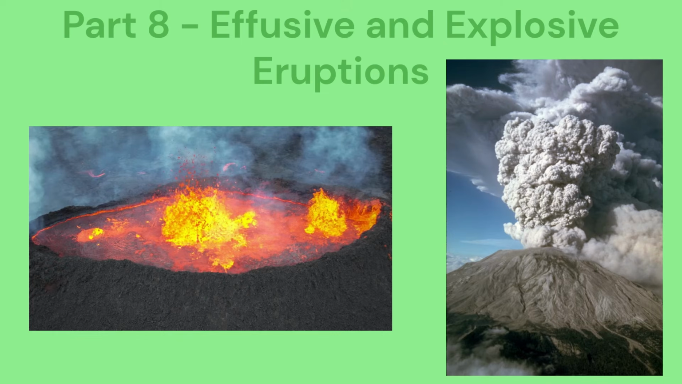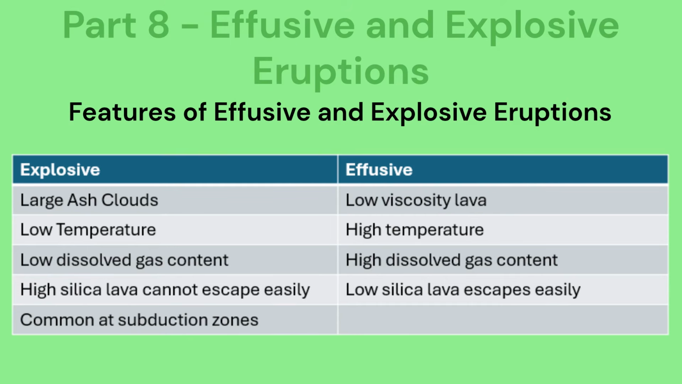The last part of this video will cover the features of effusive and explosive volcanic eruptions. The table below shows the features of effusive and explosive eruptions. In short, explosive eruptions produce huge amounts of material, which has a major impact. These are the types of eruption that produce huge ash clouds and can cause international problems, for example, air travel. Effusive eruptions result in the outpouring of lava onto the ground because it is low viscosity.